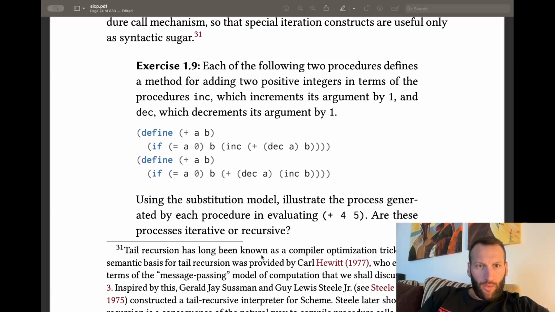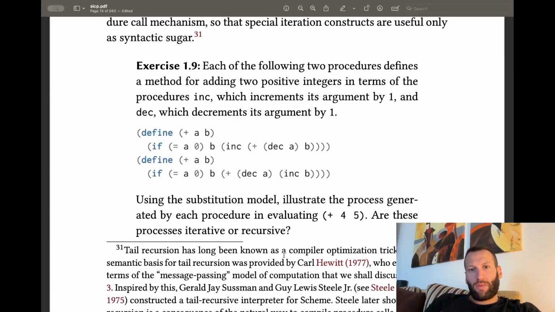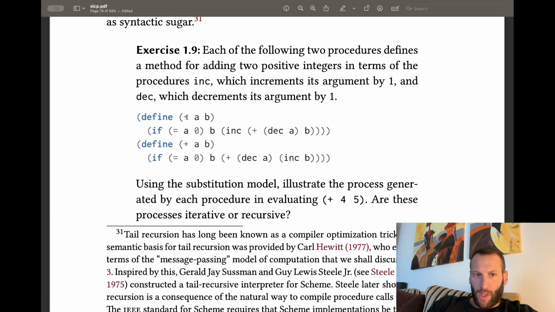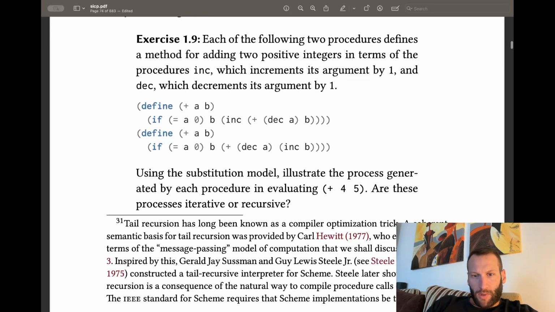So exercise 1.9. Each of the following two procedures defines a method for adding two positive integers in terms of the procedures inc, which increments its argument by 1, and dec, which decrements its argument by 1. You can see here the two definitions. Using the substitution model, illustrate the process generated by each procedure in evaluating plus 4 5. Are these processes iterative or recursive?